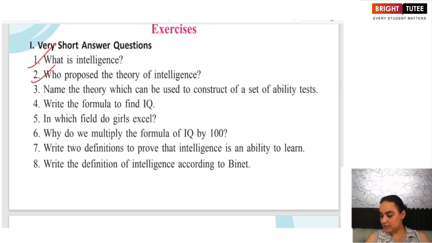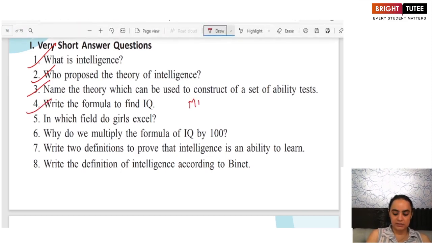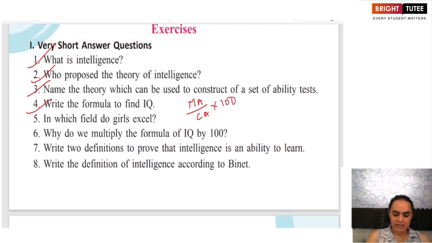So those ability tests were set by the two-factor theory given by Spearman, which we have the G and the S factor test. The formula for IQ is MA, that is the mental age divided by the chronological age into 100. In which fields do the girls excel?